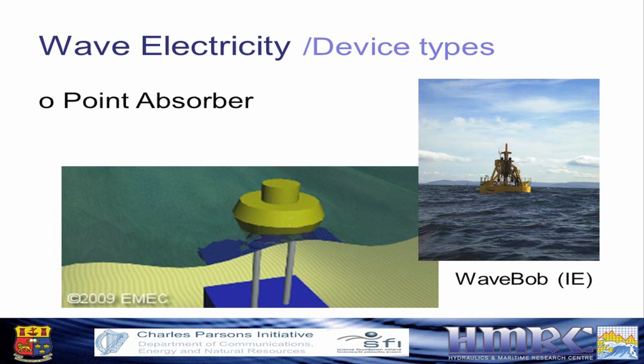Another one, the point absorber. That's basically a float, a floating buoy, with a part of it which is submerged, and the relative motion between those two parts would create electricity. We have the Wave Bob company in Maynooth working on that principle.